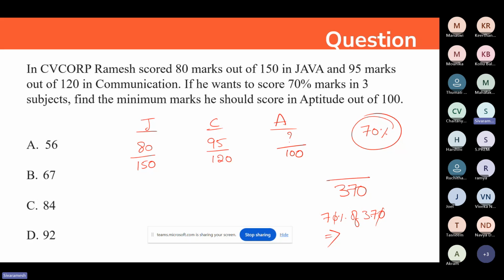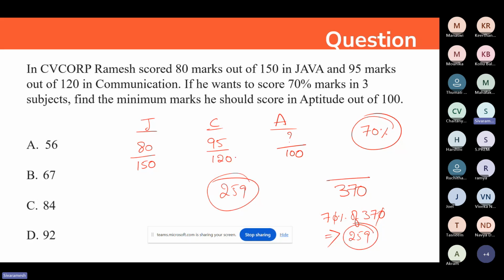I'm splitting 37 as 30 as well as 7. 30 plus 7 is 37, right? So first calculate 30 times 7 is 210, 7 times 7 is 49. 210 plus 49 will be 259. So I need to score 259 marks in all three subjects in order to get 70% in overall.